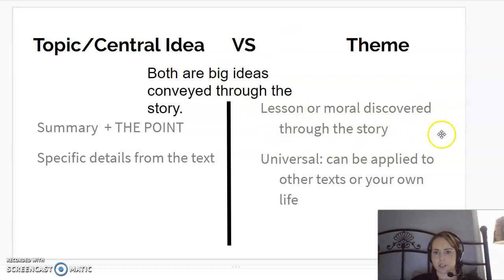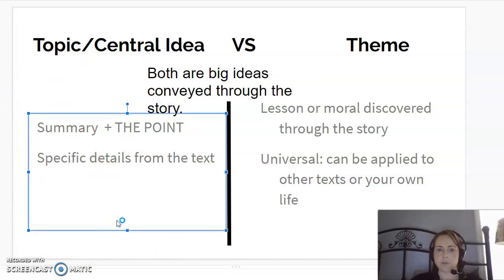A theme is the lesson or moral discovered through the story, and we've talked about at great length that it has to be universal. You have to be able to apply it to your own life. The central idea, though, is the specific details. So a lot of you do a really good job at getting this. You'll give me the summary of the story, the point, what the character learns, but you want to use the characters' names, like Charlie. Charlie discovers.